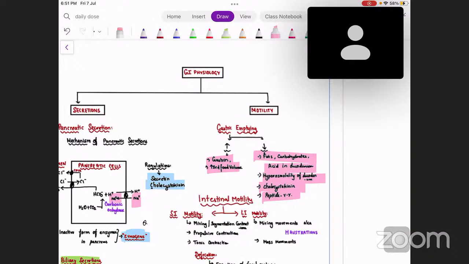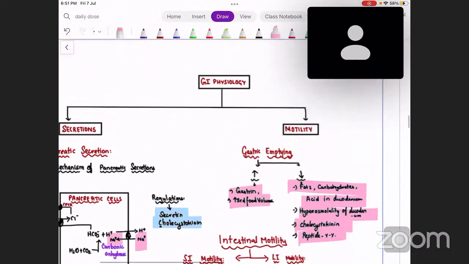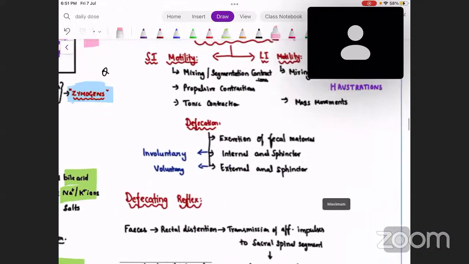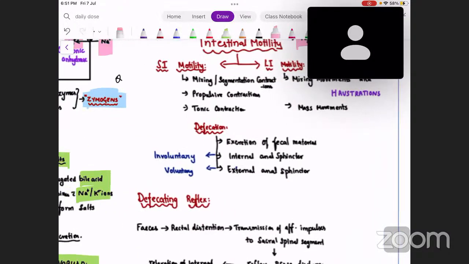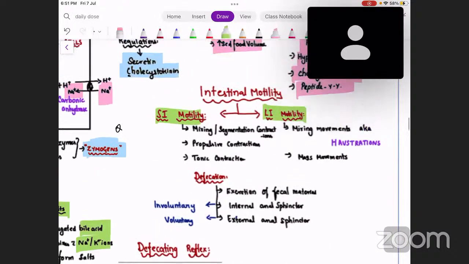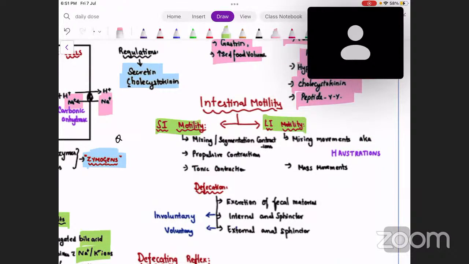Then intestinal motility: we can divide it into two types, namely small intestinal motility and large intestinal motility. Small intestinal motility is mediated by three main types of contraction: mixing or segmentation contractions, where you see the mixing, then propulsive contraction for the propulsion of the food, followed by tonic contraction.